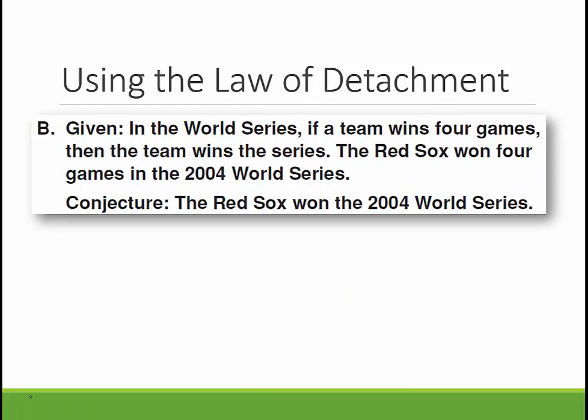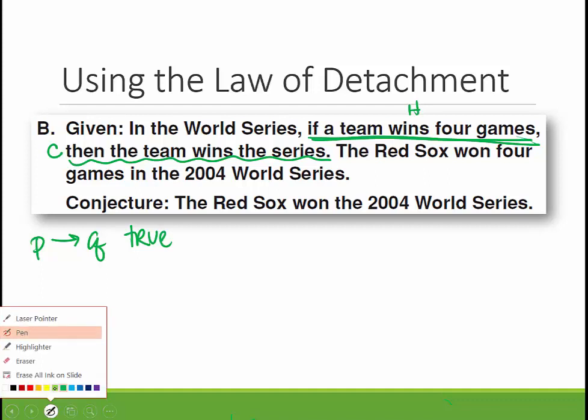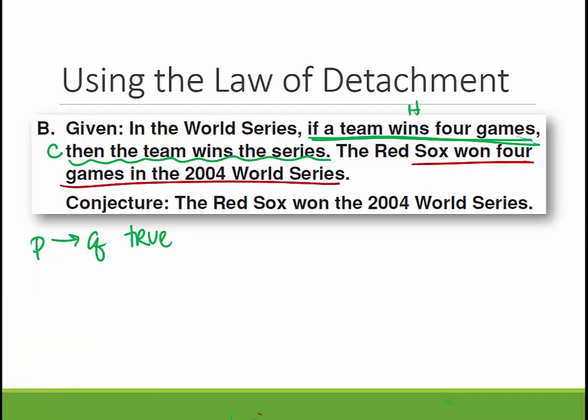In the World Series, if a team wins 4 games, then the team wins the series. So in the World Series, if a team wins 4 games, this right here is our hypothesis. Then the team wins the series is our conclusion. So we have this true statement, P then Q. This is true. And then they also tell us that the Red Sox won 4 games in the 2004 World Series. So they tell us right here that P is true, that the first part is true.